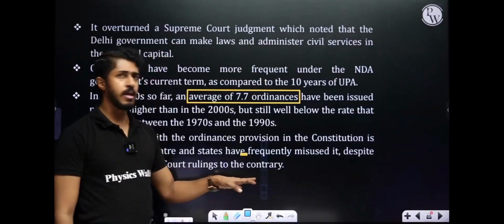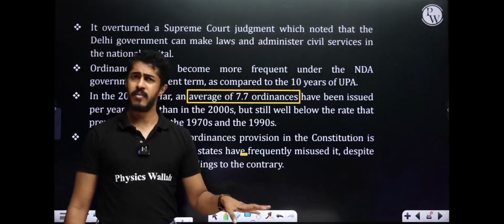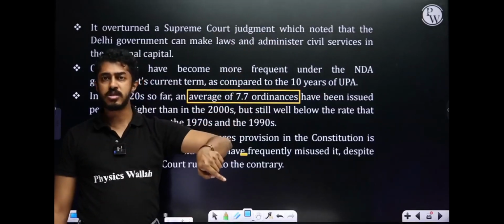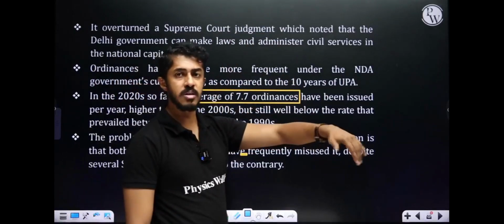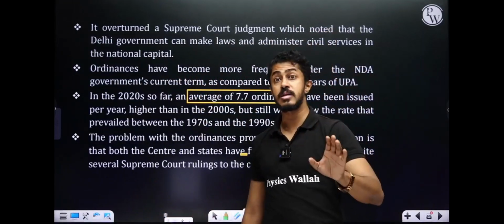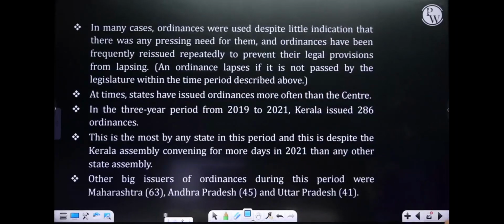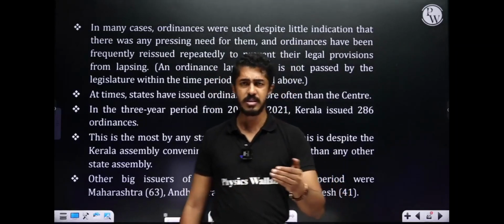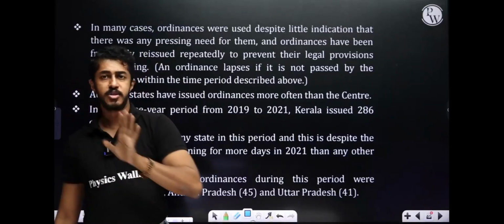Now, if one may read it, they may feel, oh, BJP, NDA, very bad government. Wait, when you look at other Congress-ruled states or other opposition party-ruled states, you will find things are even worse than at the center. In many cases, ordinances were used despite little indication that there was any pressing need for them, and ordinances have been frequently reissued repeatedly to prevent their legal provisions from lapsing. An ordinance lapses if it is not passed by the legislature within the time period prescribed above. Prescribed above means 6 months, what is that provision?